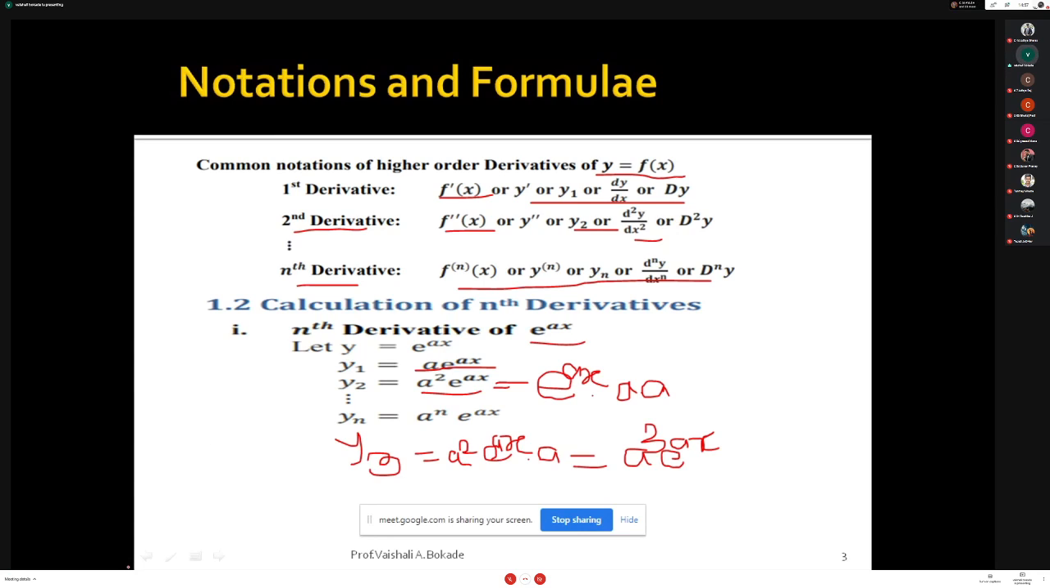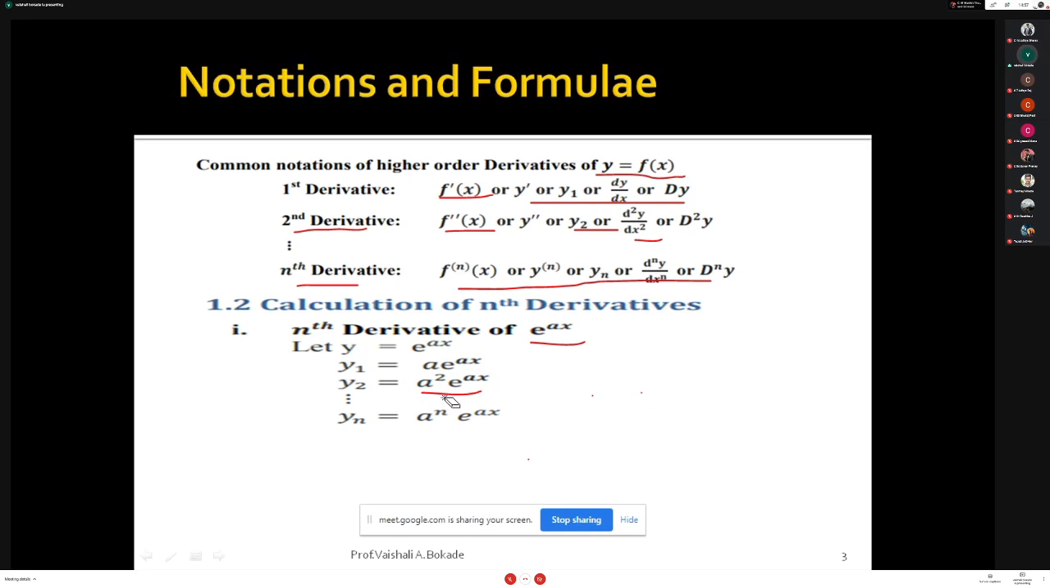I am not differentiating it n number of times. After 1 or 2 or 3 derivatives, I can guess what my yn will be. So for this example, I am directly guessing that yn is a raised to n e raised to ax. Do you get it, students? Whenever I have the function y is equal to e raised to ax, just by calculating y1, y2, y3, I can guess the nth derivative.